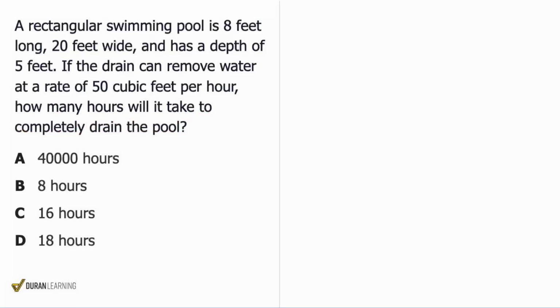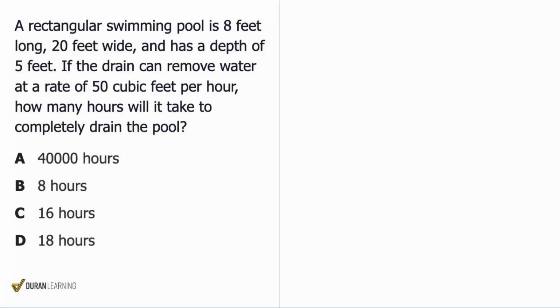Everybody, what are we looking for here? What kind of a unit are we looking for when they ask, how many hours will it take for anything to happen? Yeah, we're looking for time. We are looking for time 100%. So that's what I'll begin with.